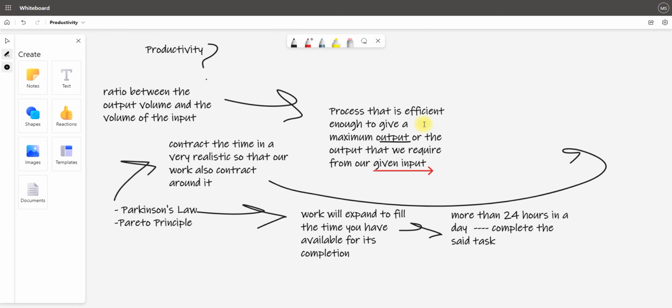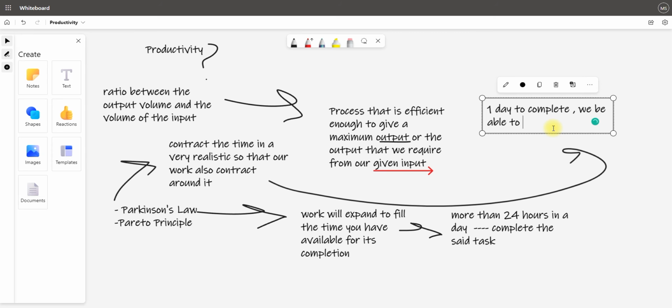Again, what does this mean? If we give a task 1 day to complete, we will be able to take 1 day for the task to be completed.